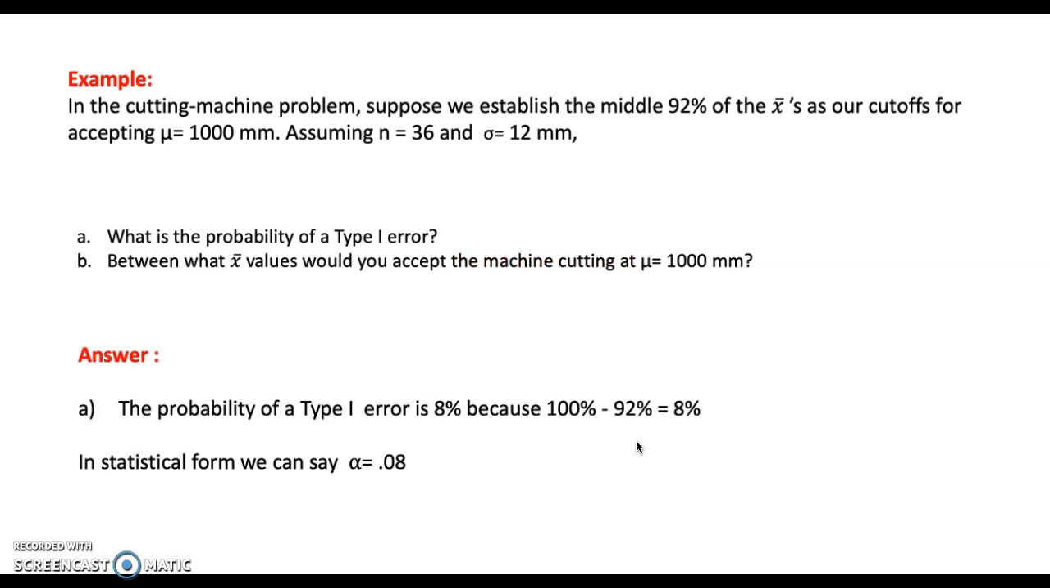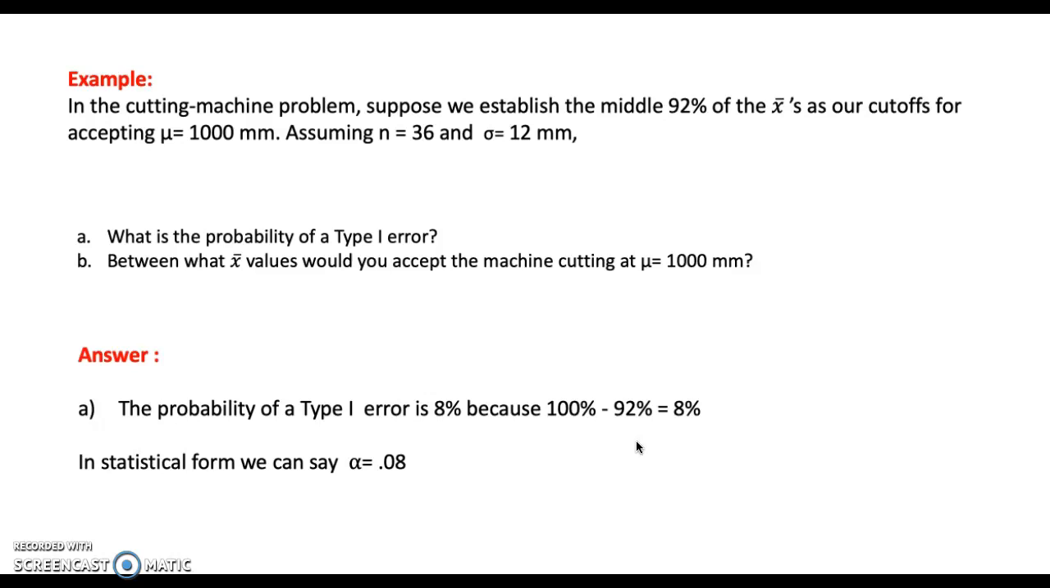The first example is in the cutting machine problem. Suppose we establish the middle 92% of the sample averages as our cutoffs for accepting mu is equal to 1000 millimeter, assuming sample size is 36 and standard deviation is 12 millimeter. What's the probability of a type 1 error is the first question. When you look at it, we are saying that the middle 92% is where the machine is cutting properly.